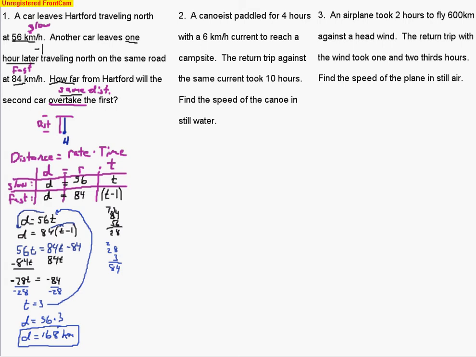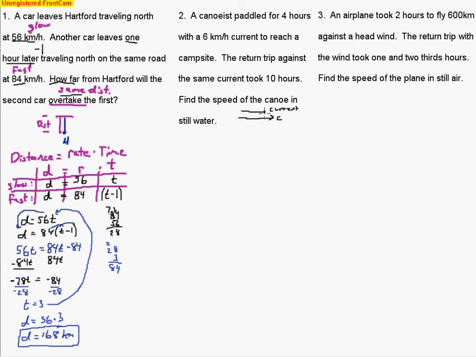So let's see what's happening here. A canoeist paddled 4 hours with a 6 km/h current. So they're going one direction, and they're going a little bit faster because the current is pushing them. So here's the boat. The boat, or the canoe, is going this way, and the current is going this way. So we'll say the current here. And so they're both going together that way.